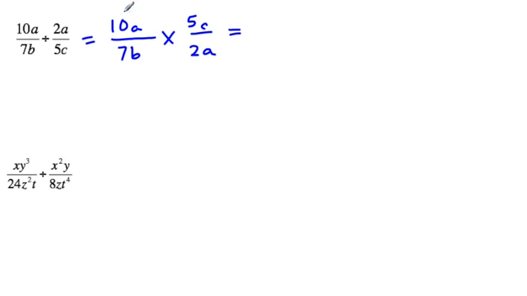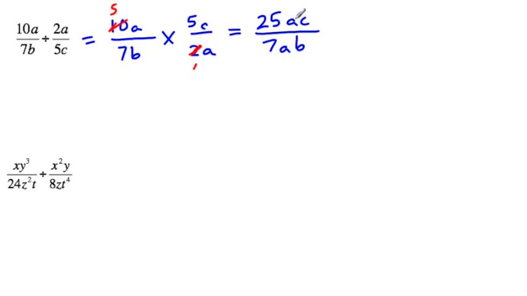Now what I see is that 10 divided by 2 gets me 5 over 1. So this becomes a 1. This becomes a 5. 5 divided by 7 doesn't really simplify. There's nothing I can do there. So now I multiply across. 5a times 5c is 25ac. And 7b times a is 7ab.